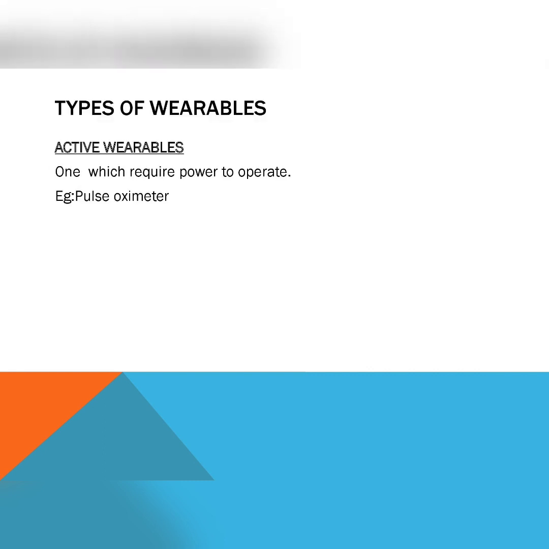Wearables can also be classified based on their types as active wearables or passive wearables. Active wearables are the ones which require power to operate. An example for this is the pulse oximeter. Pulse oximetry sensors fall into this category, right? Next, passive wearables. These are the ones which don't require power to operate. The example for this one is a temperature probe.